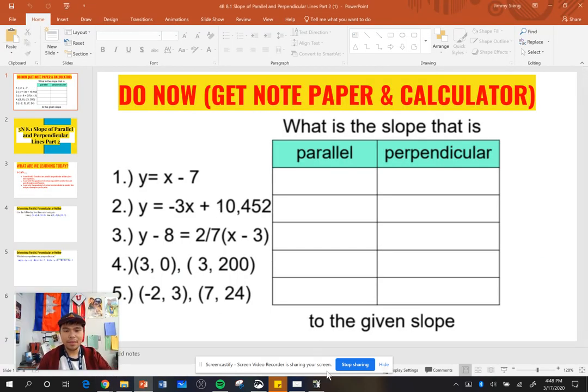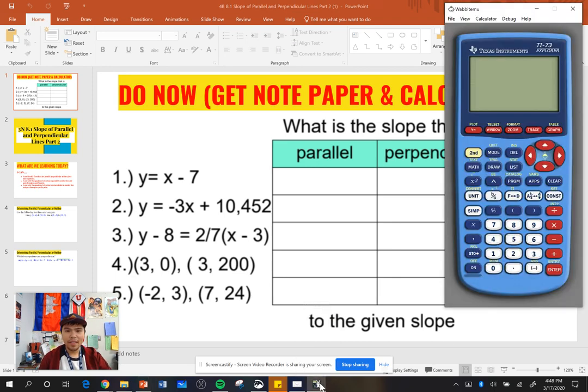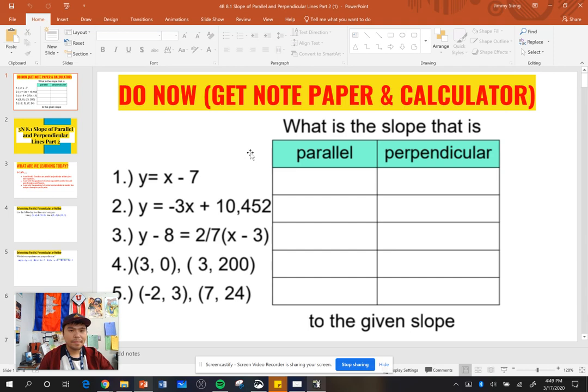So also you'll need 2 things. Please get a piece of paper for notes and a calculator. I'm gonna use my Wabbit Emu. I'll just turn that on right now just in case. It's gonna take a while to kick in. That's fine.